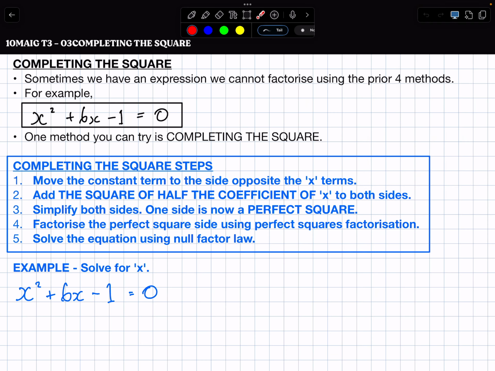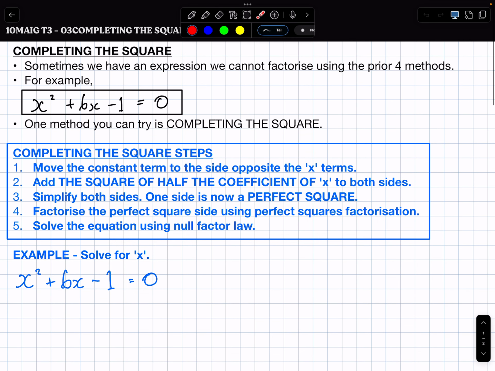What you'll see today is the two techniques that I'm showing you today are all about what happens when all of the tools I've given you don't work anymore. Okay? This is what happens if factorizing doesn't work. The first one is called completing the square.